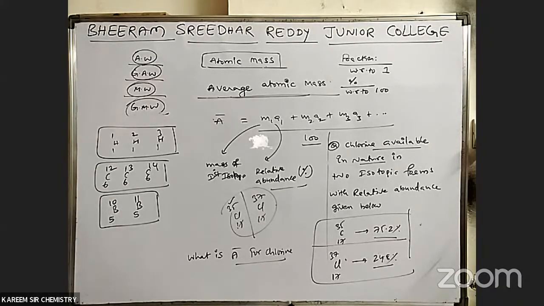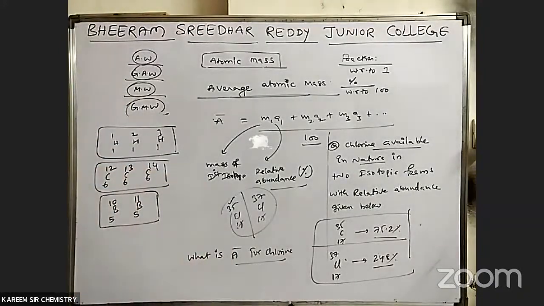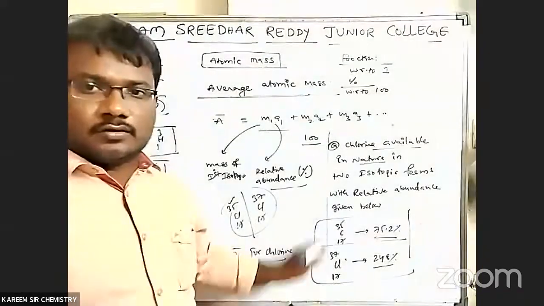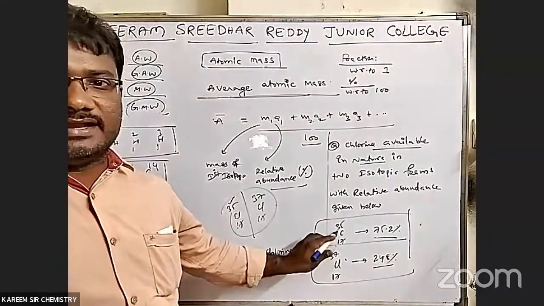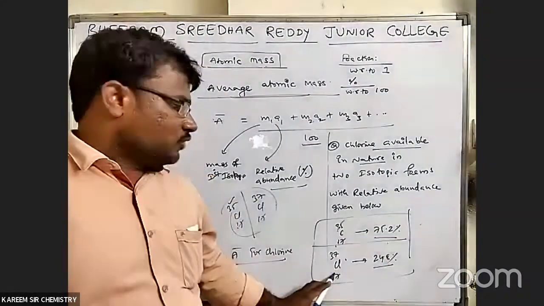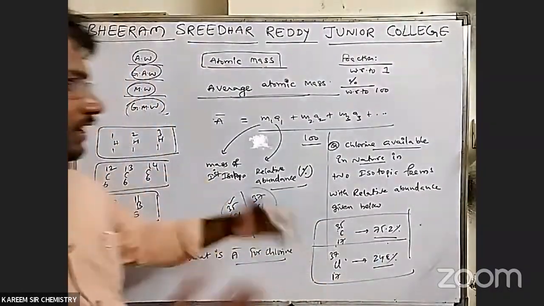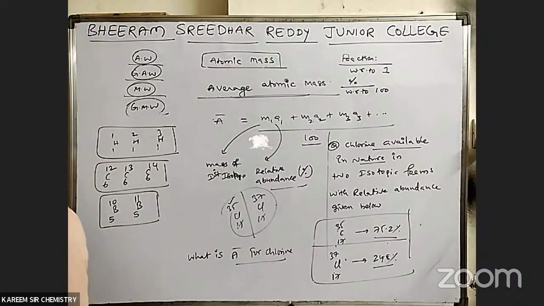Sir, we should calculate only the average atomic mass for chlorine, sir. Two isotopes are there for chlorine in nature. One isotope is chlorine-35 with abundance 75.2, and one more is 37 with abundance 24.8. So then how can we calculate the average atomic mass? Okay, sir.